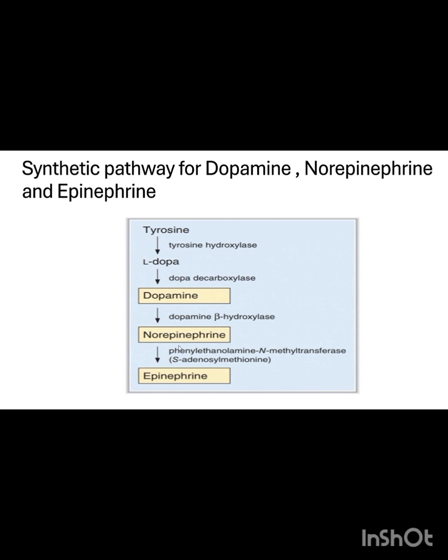And now remember that epinephrine is formed from norepinephrine by an enzyme phenylethanolamine N-methyltransferase. So this is the synthetic pathway for these three. And remember that tyrosine is the amino acid that is initially used for the synthesis of these three neurotransmitters.